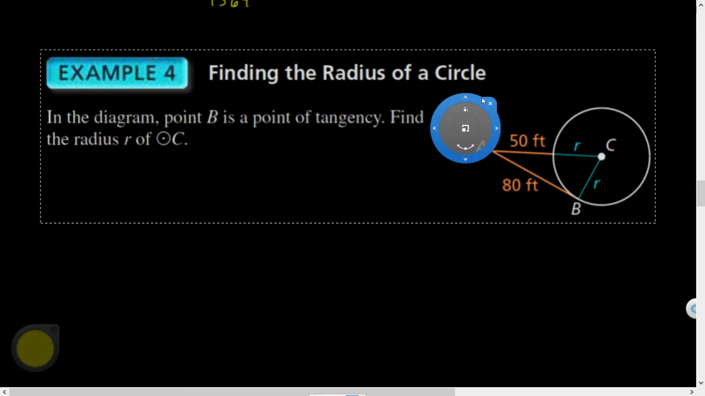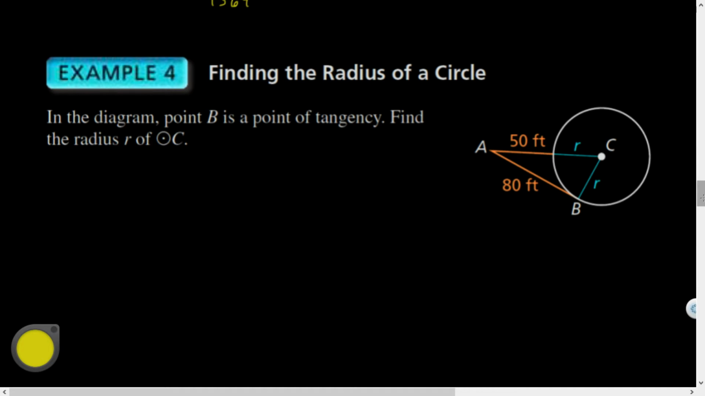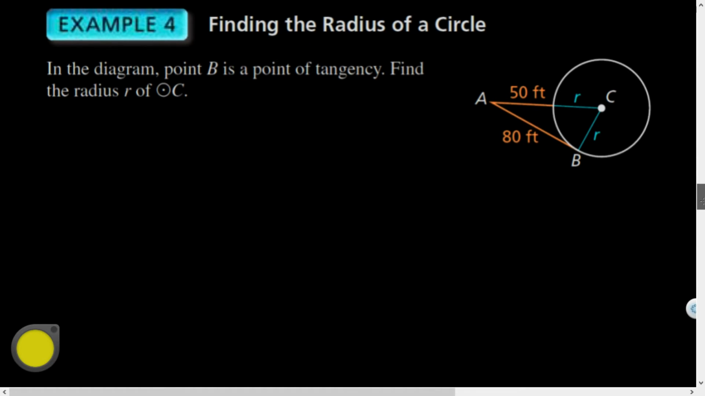All right, finding the radius of a circle. I love these. Haley, you're going to help us out with this one because I drew your card. It says, in the diagram, point B is a point of tangency. So, Haley, what do I know about AB and BC with respect to each other? The right angle. Okay. Find the radius R of circle C.